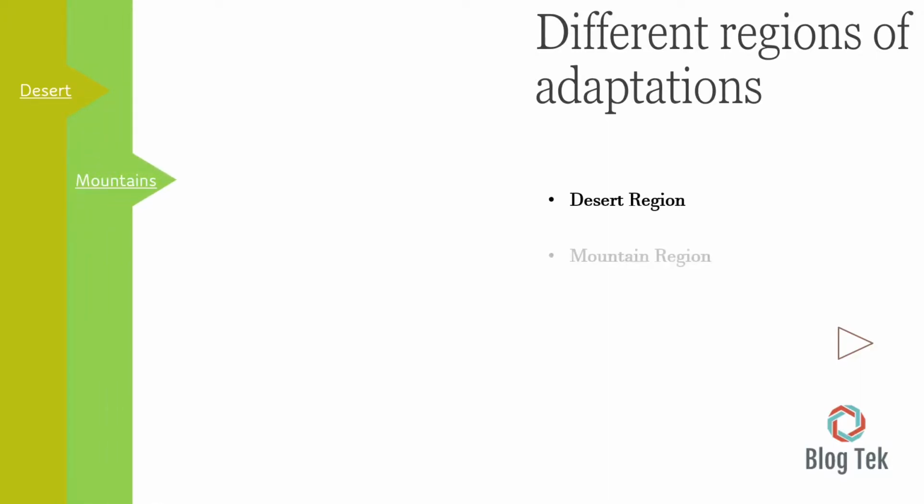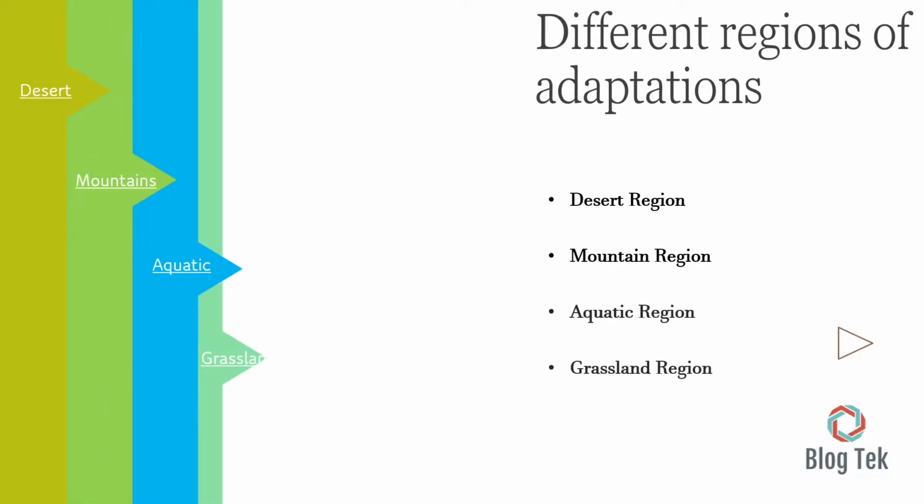So now that you know what an adaptation is, let's have a look at different regions of adaptation. Different regions of adaptation include desert, mountain, aquatic and grassland. So first, let's have a look at the desert region.